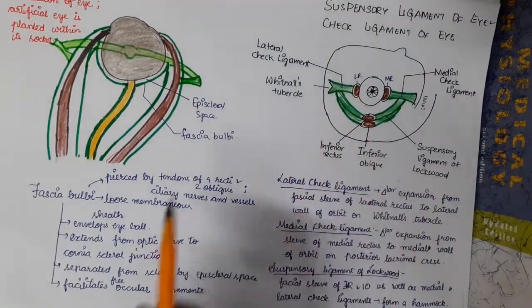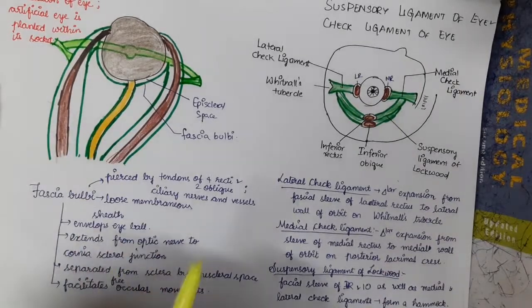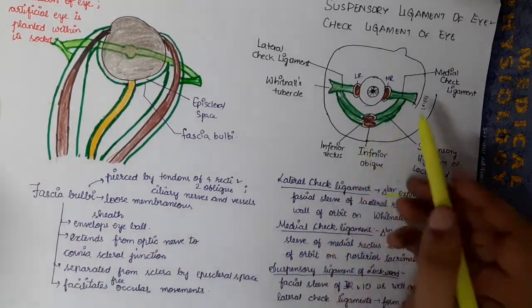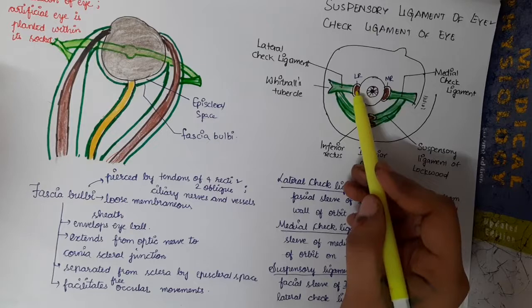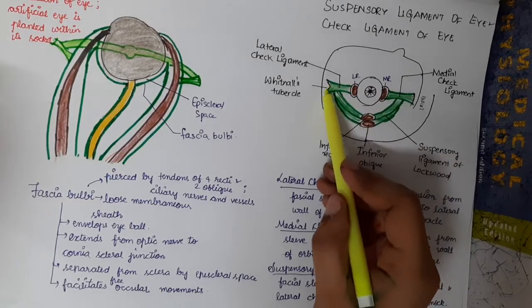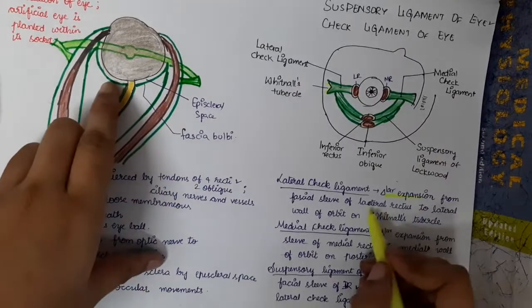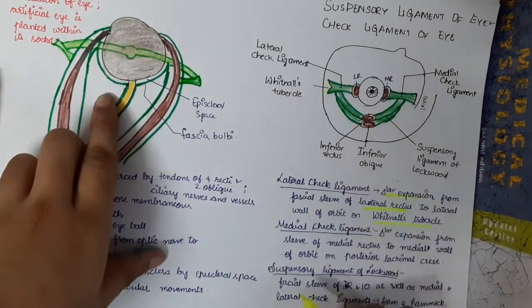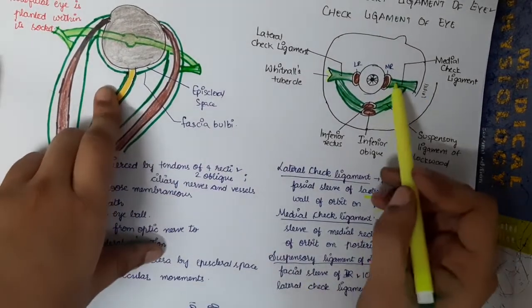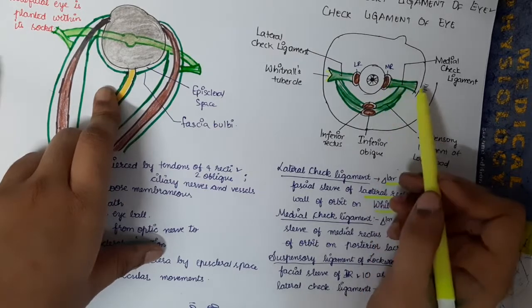Lateral check ligament is a triangular expansion and it is from the lateral rectus to the zygomatic tubercle. This is the tubercle. Here you have the lateral rectus. So lateral check ligament is from the lateral rectus to the tubercle. Okay. Then we have the medial check ligament also.